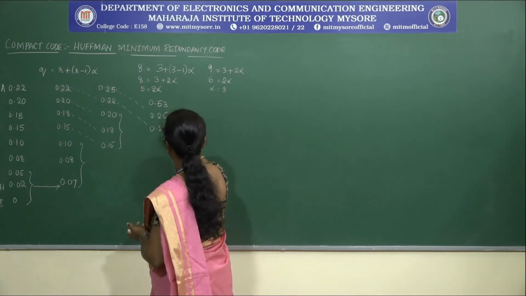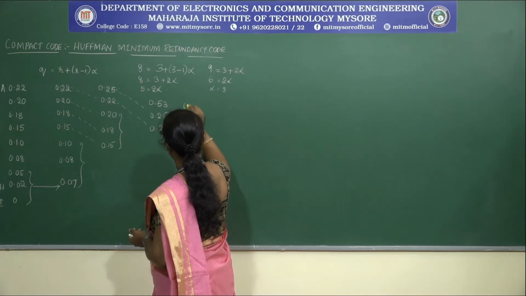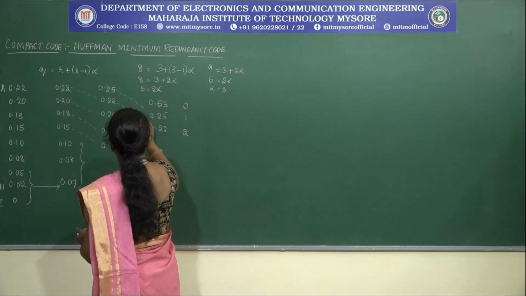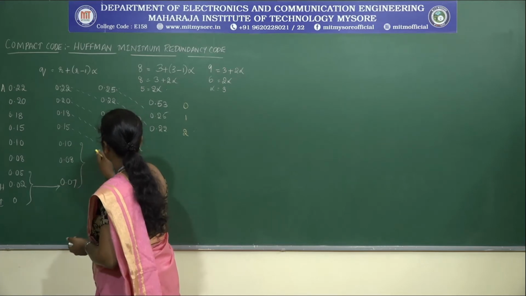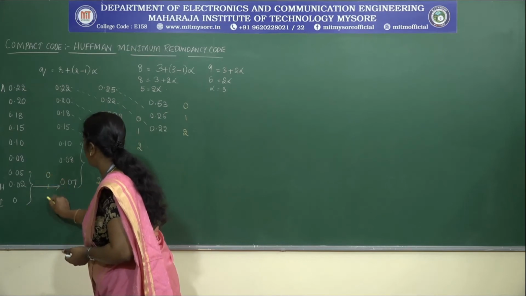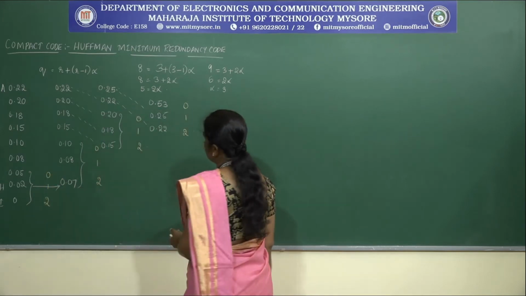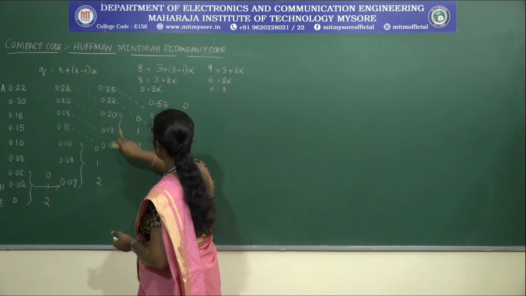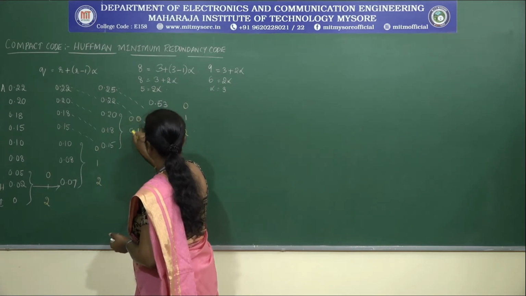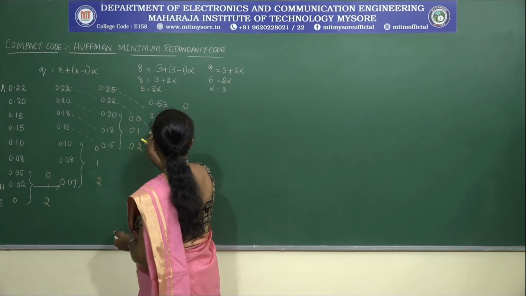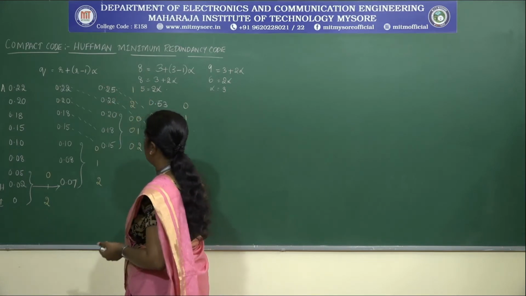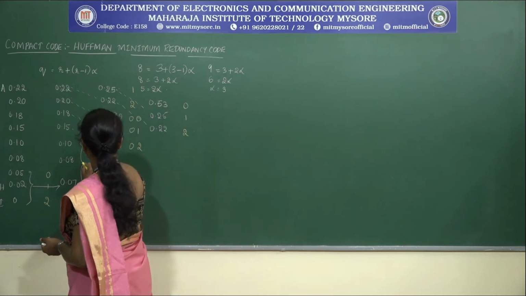Now assign the code symbols for the code alphabet, that is 0, 1 and 2. Similarly for this it is 0, 1, 2, and for this 0, 1, 2, and similarly for this 0, 1 and 2. The sum of this is 0.53. What is the value of 0.53? It is 0. Next we have 0.22, whose value is 2. The 0.25 value is 1.